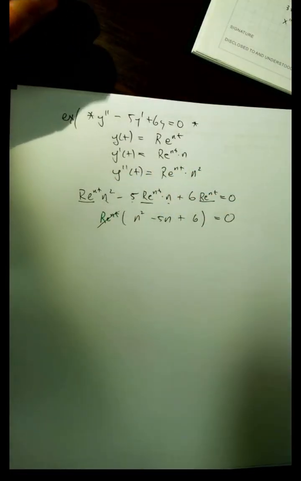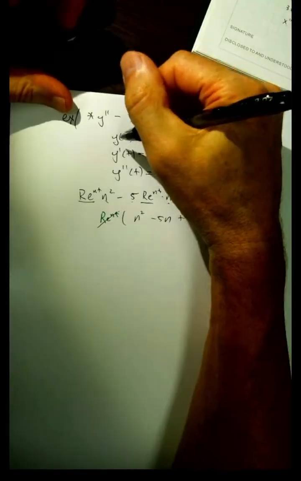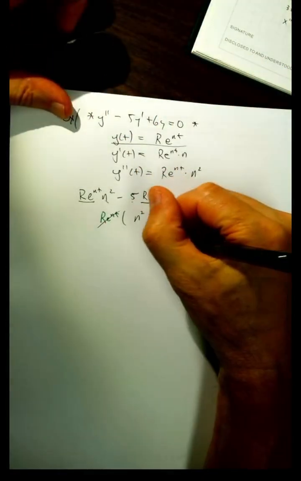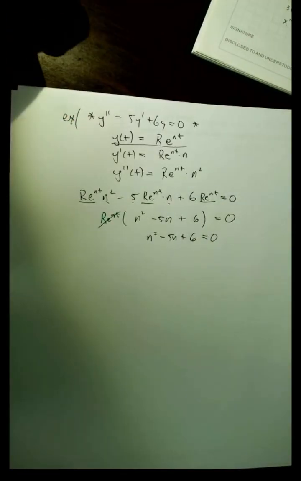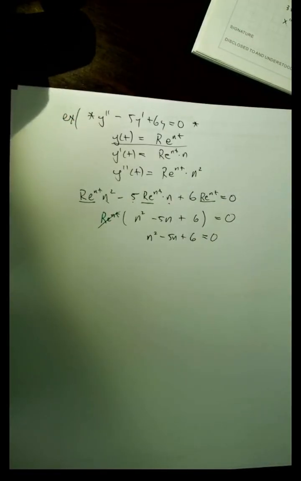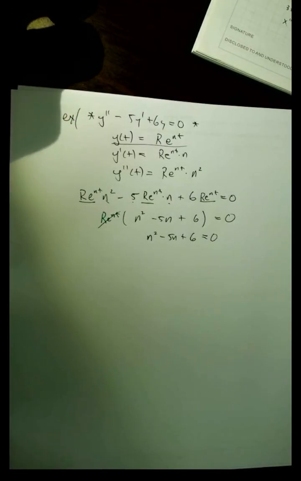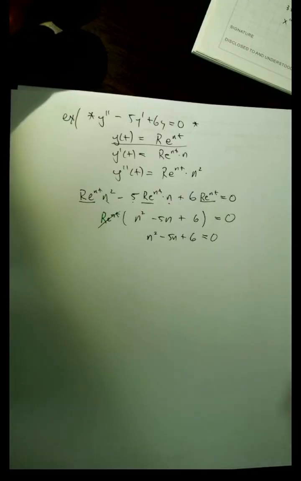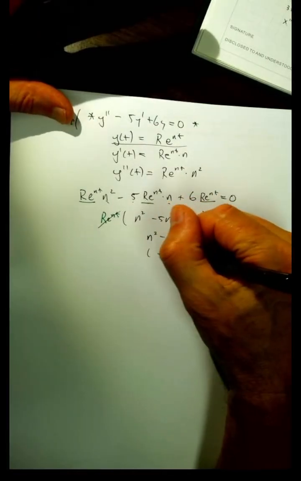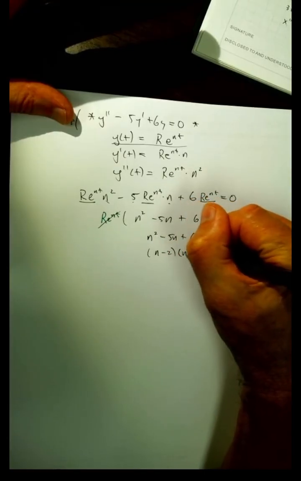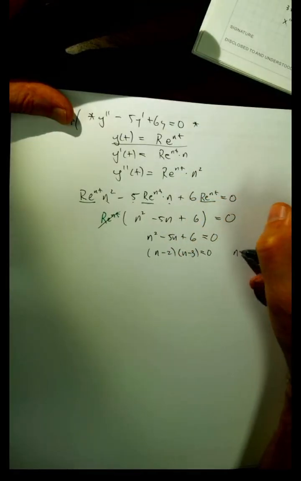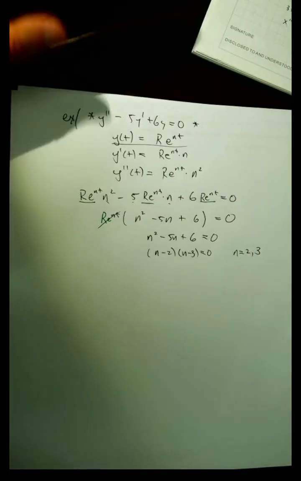I don't want r to be 0, because then I'd have 0 for my solution. So that means that n squared minus 5n plus 6 is 0. Now, when you get to this point, you can either factor it, or if you cannot immediately see how to factor it, that's fine. Just go straight to the quadratic equation. Don't mess around with it. You should be able to see in this case, this is going to be n minus 2, n minus 3. So n is 2 or 3.